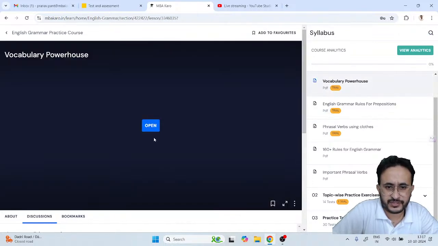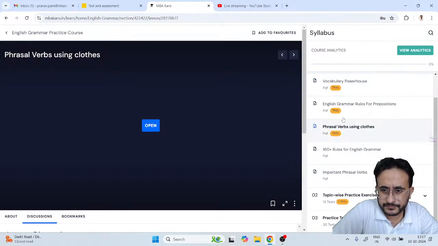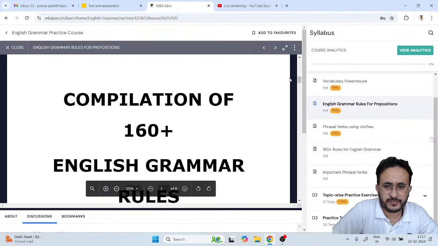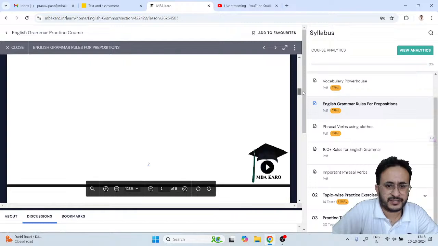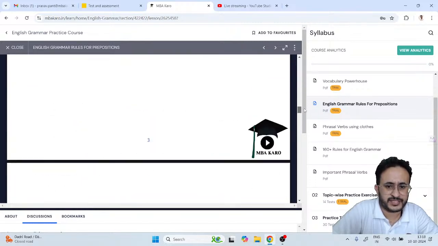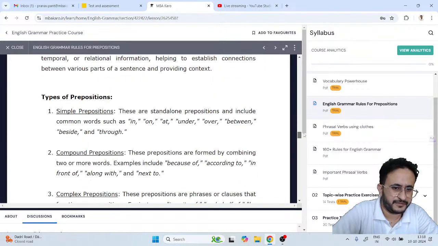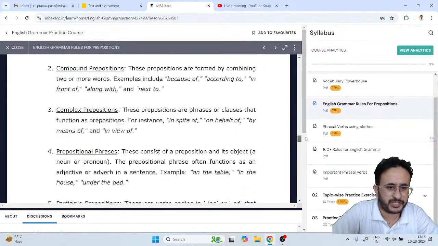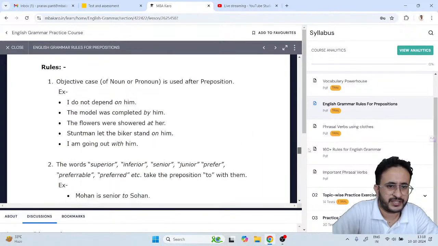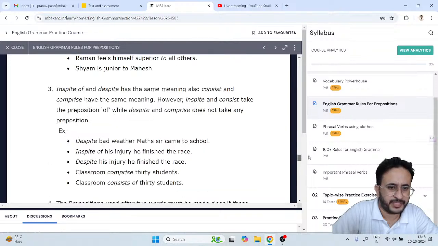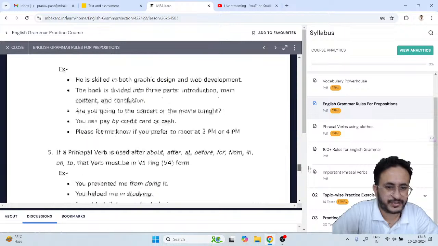So for prepositions we have a special thing wherein all the rules of prepositions are given. Okay, like what are the different types of prepositions, simple prepositions, compound, complex, and where do we use of, on, by, superior, inferior, in spite of and despite, common errors tested in examinations.